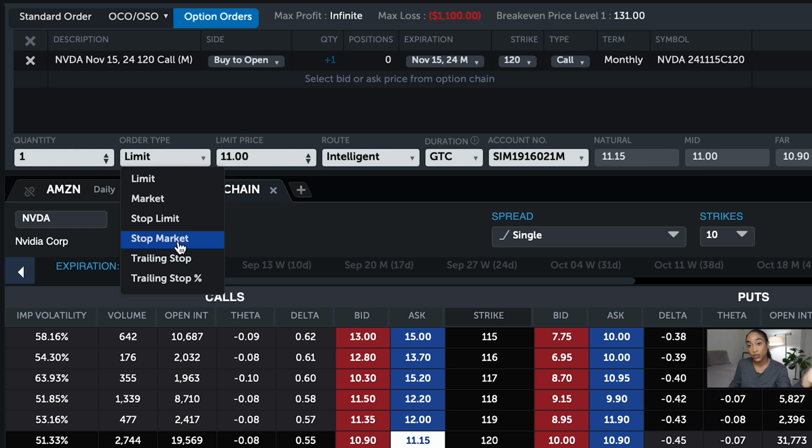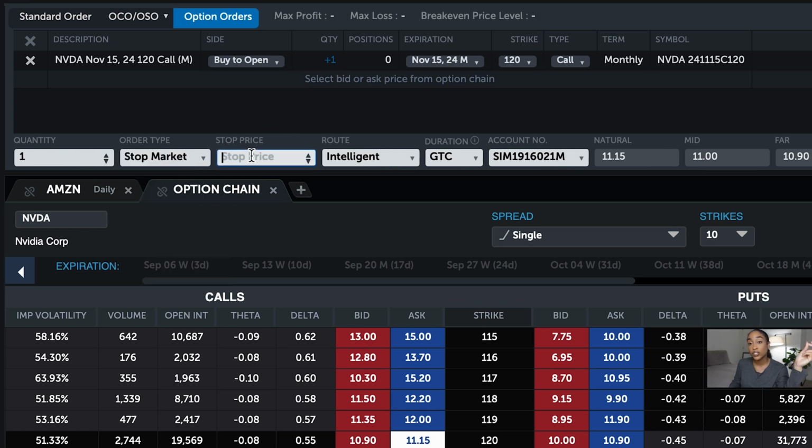And if I only want to risk $200 in this scenario, since I paid $1,100 for it, I want to make sure that it's going to take me out at 200. So 11 minus 2, of course, is 9. So I'm going to put this at 9.00. I leave this the same, and I change it to good to close or good to cancel. And that's what the GTC means.